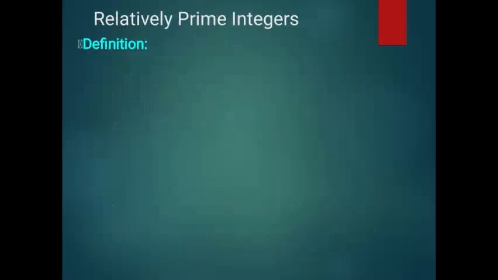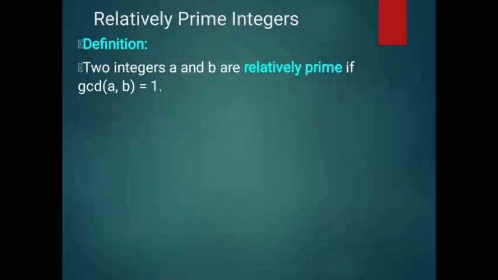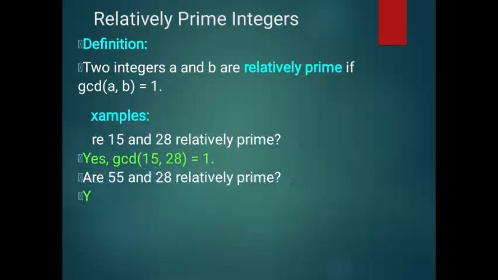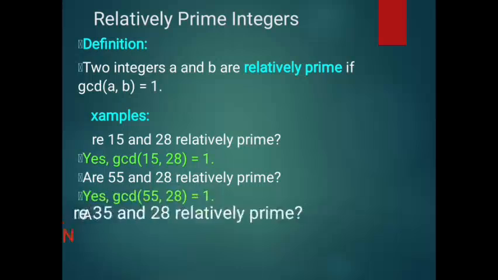And see the example: relatively prime integers. Definition: two integers a and b are relatively prime if GCD of a comma b equals 1. For example, are 15 and 28 relatively prime? Yes, GCD of 15 comma 28 equals 1. So it is called relatively prime.